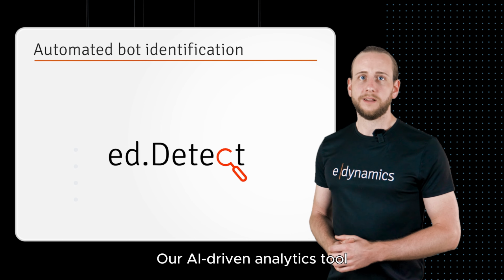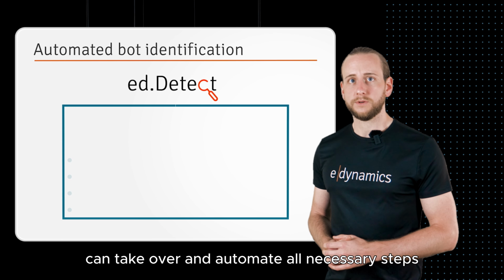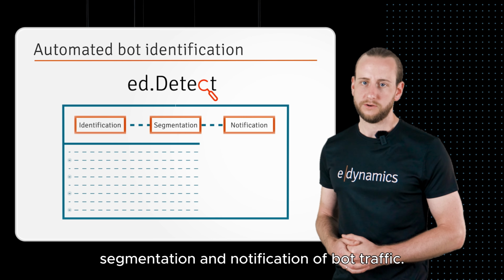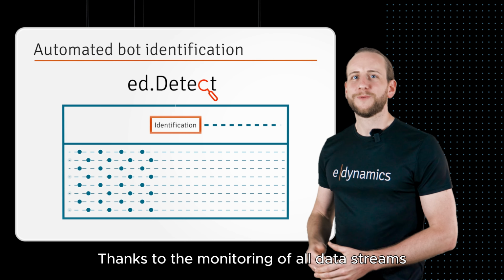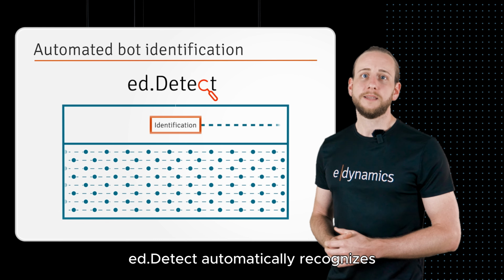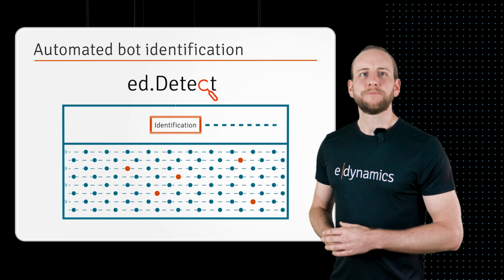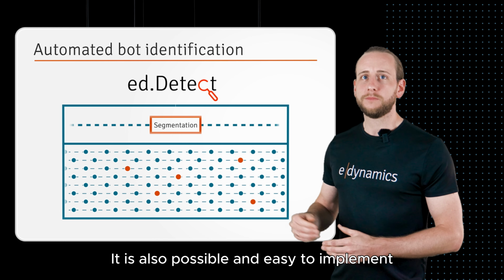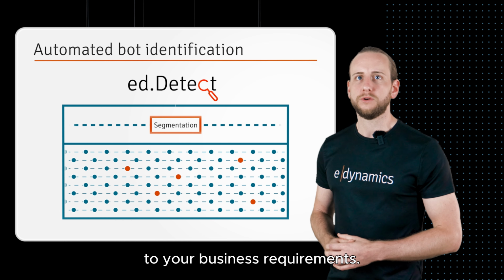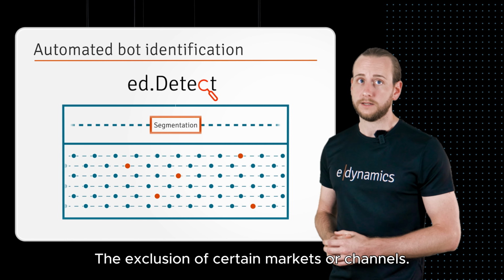Our AI-driven analytics tool, ed.Detect, can take over and automate all necessary steps of the identification, segmentation, and notification of bot traffic. Thanks to the monitoring of all data streams on a daily basis, ed.Detect automatically recognizes the bot share of visits based on typical patterns. It is also possible and easy to implement individual rules so that the bot detection is tailored precisely to your business requirements. For example, the exclusion of certain markets or channels.